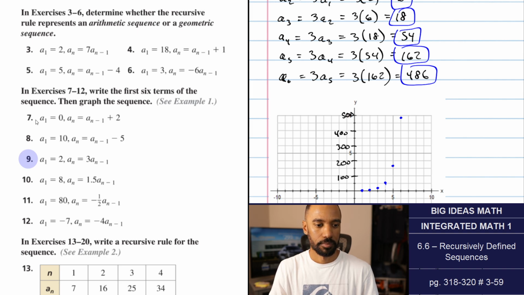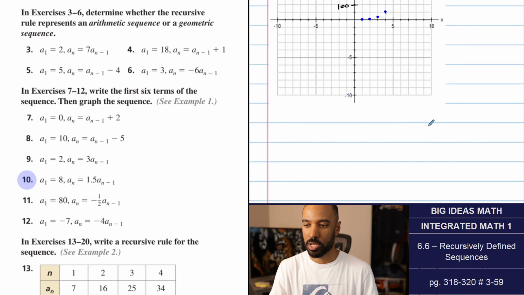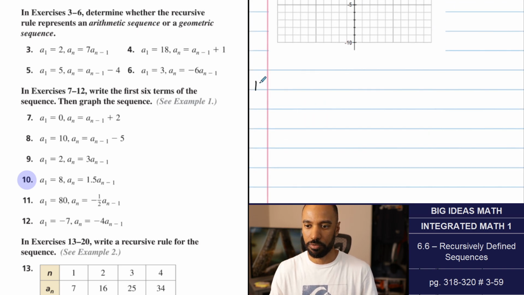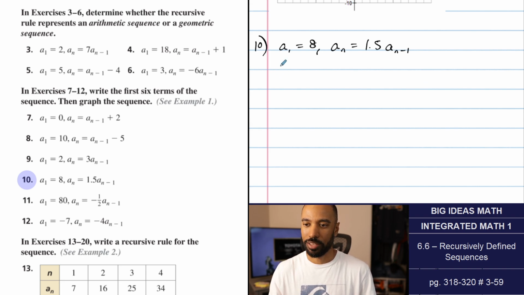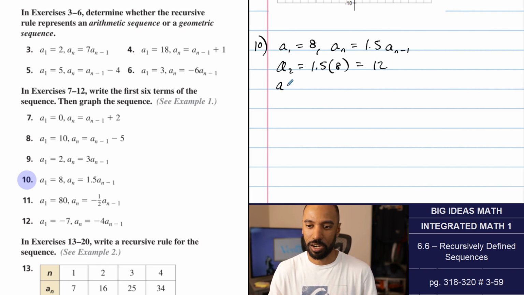Number 10. Also a geometric sequence given this common ratio. It does have a decimal of 1.5. I don't know if that'll haunt us in terms of being decimals. We'll see. A sub n equals 1.5 times a sub n minus 1. So I'll go slightly quicker here. Second term is 1.5 times the first term of 8. 1.5 times 8 is 12. I'll do what I can without a calculator if I'm able to.